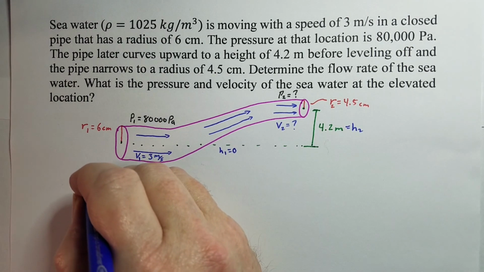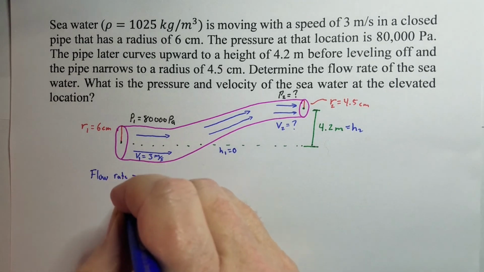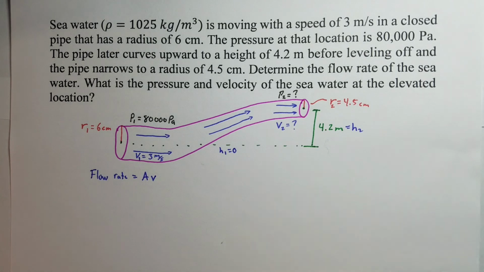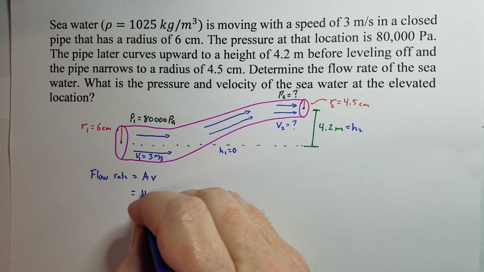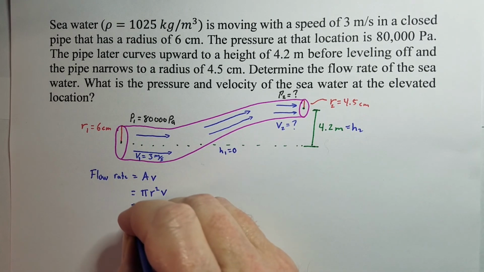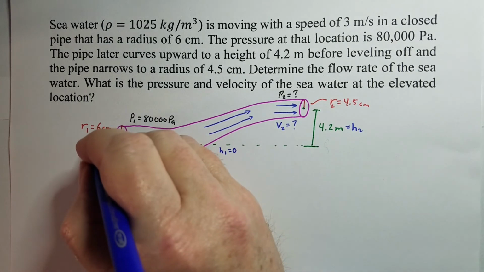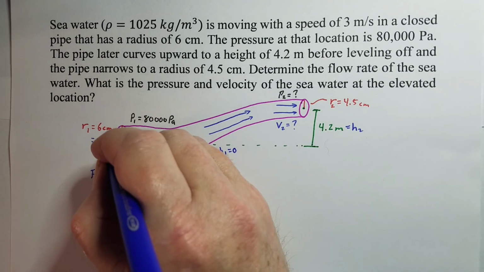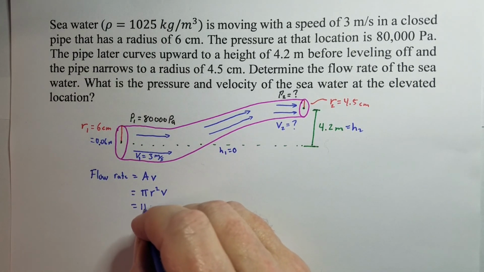All right, so flow rate. Flow rate is simply area times the speed of the fluid. This is a circle, so the area is pi r squared, and we've got the velocity. So at this lower point that we know all those numbers at, we first need to make sure we change that centimeters to meters. So it's 0.06 meters.